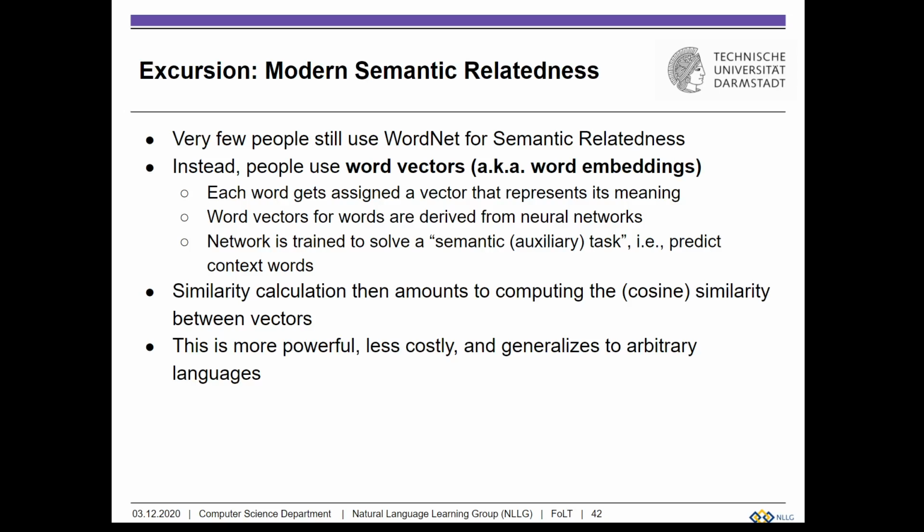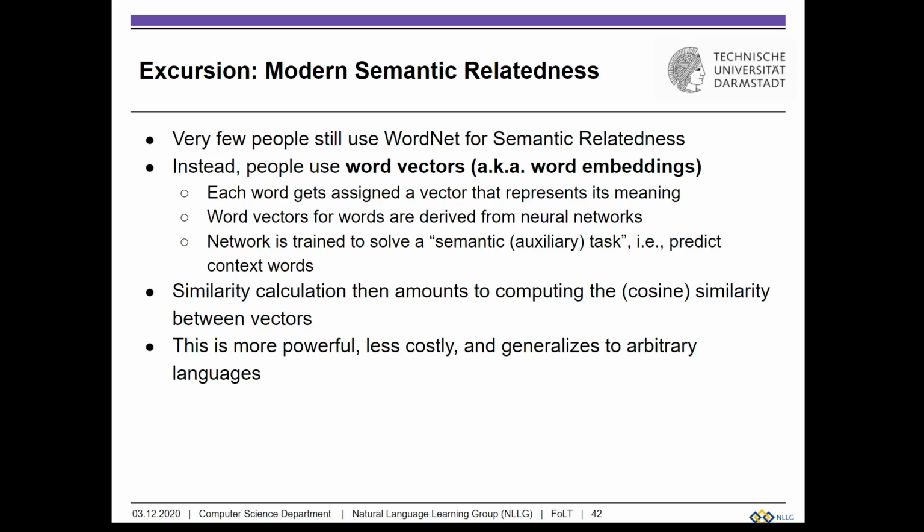So once we have such vectors, we can just compare the vectors. We're in a math world. We don't need to traverse graphs or anything. We can just compute a similarity between vectors. There are many measures for computing similarity of vectors, and one of the most popular is the cosine similarity. If we have such an approach, there are multiple advantages over using WordNet, and I will briefly list them here.